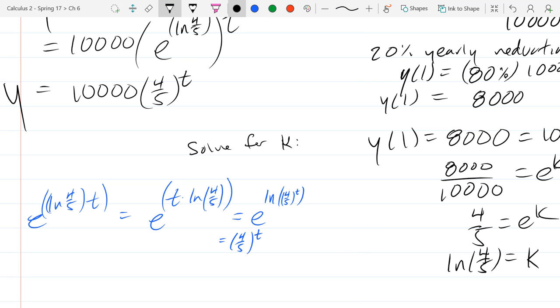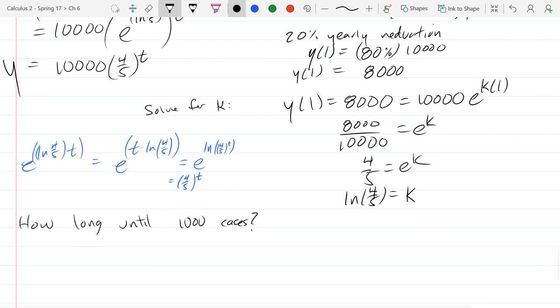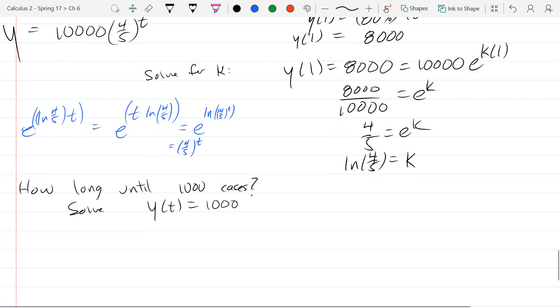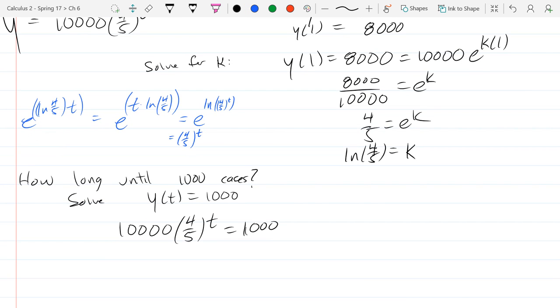Did we answer the actual question that was asked? Nope. It said, how long until there was 1,000 cases? So yeah, we're going to see what t value gets y to be 1,000. So I'm going to rewrite the question: how long until 1,000 cases? So we're trying to solve y of t equals 1,000 and solve for t. So we can take the actual y of t that we have now. It's got no more undetermined constants. All right, test your algebra skills and see if you can solve for t.